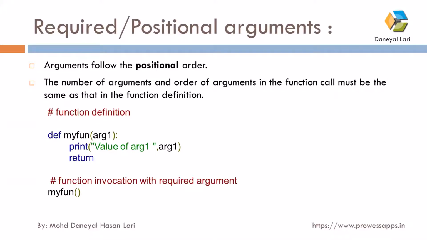Required arguments are also called positional arguments. Arguments follow the positional order. The number of arguments and the order of arguments in the function call must be the same as in the function definition. So for example, just look here. If you define a function and define the formal argument arg1, then at the time of function calling, the number of arguments and the position of the arguments must be the same.